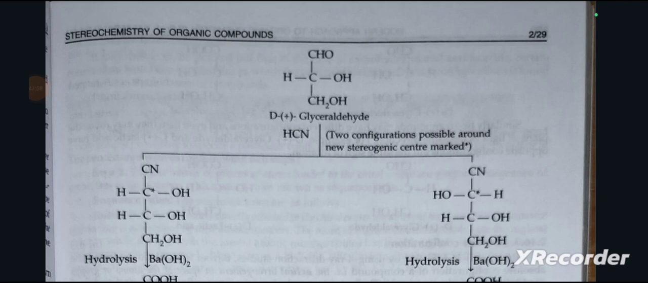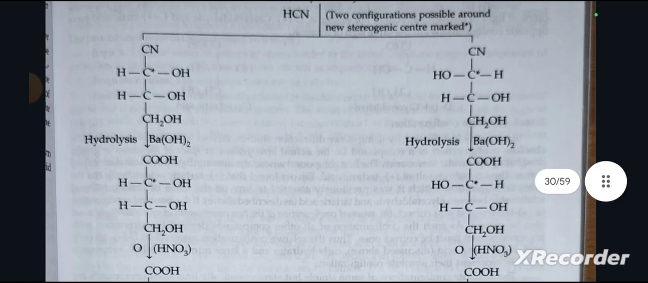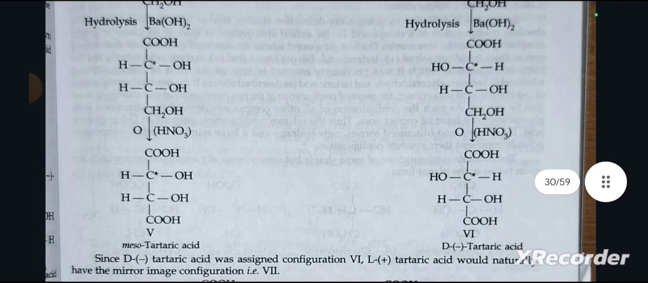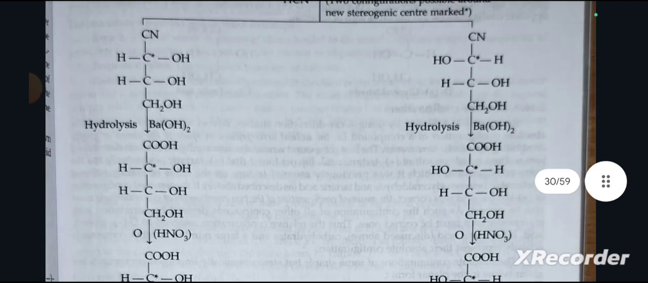CHO, CHOH, CH2OH, D(+)-glyceraldehyde in presence of HCN: two configurations are possible around the new stereogenic center marked with a star. CN-CHOH, CHOH, CH2OH, then hydrolysis with Ba(OH)2 gives COOH, CH*OH, CHOH, CH2OH, and in presence of oxidation with HNO3 gives COOH, CH*OH, CHOH, COOH. Fifth, meso-tartaric acid.